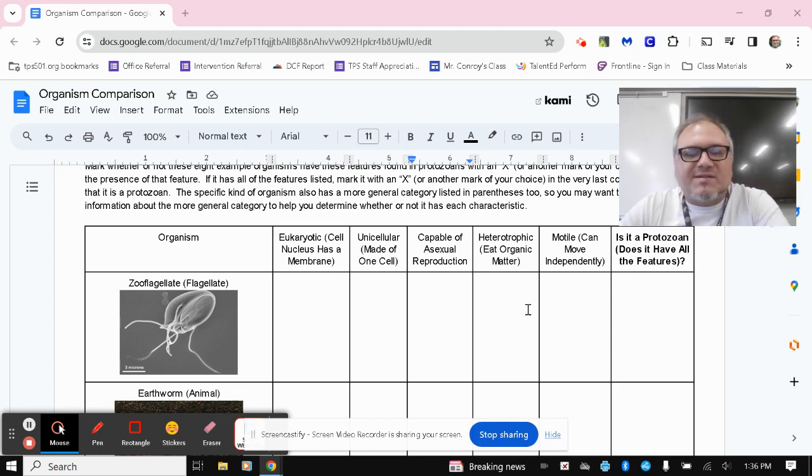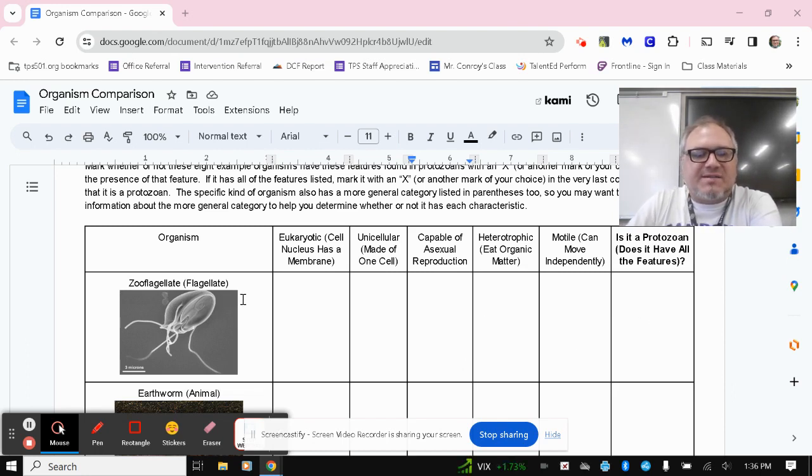If you have marks in all five boxes in front of this one, go ahead and put a mark in this box too, or just say yes. Either way is fine. But if it does not have all of those features, it is not a protozoan. You can either leave this blank or say no. Either of those is fine.